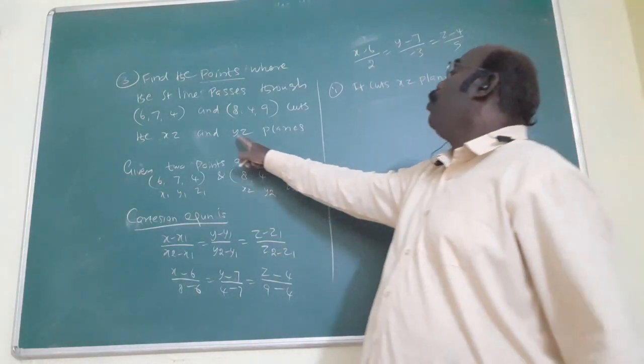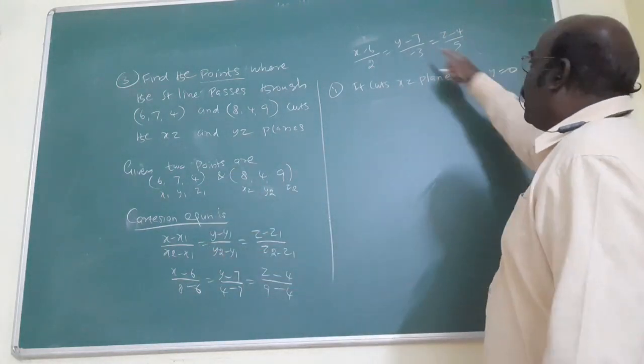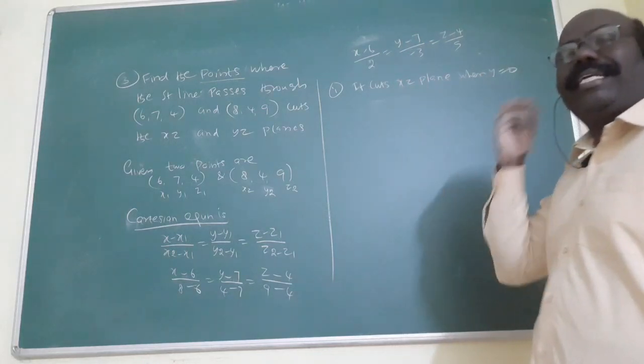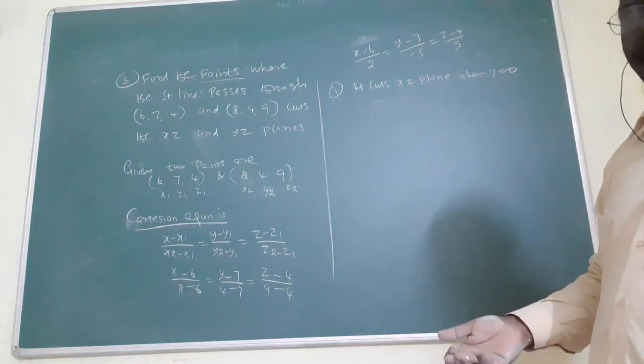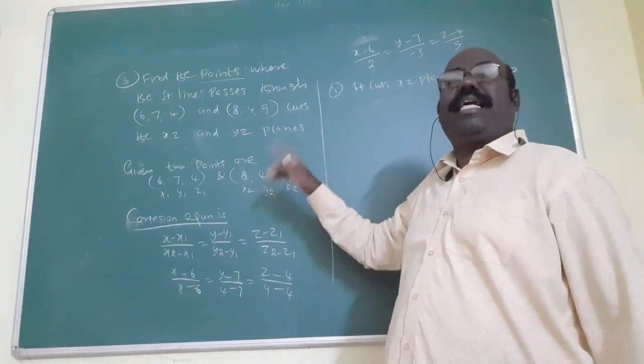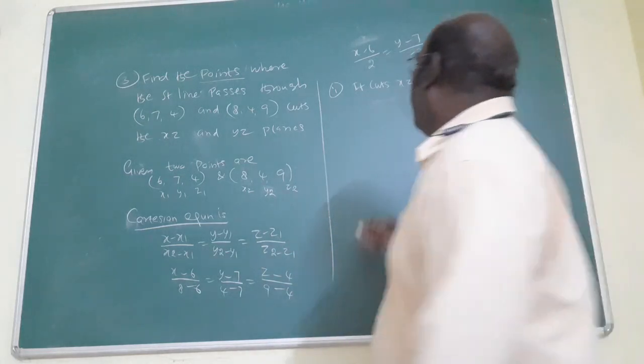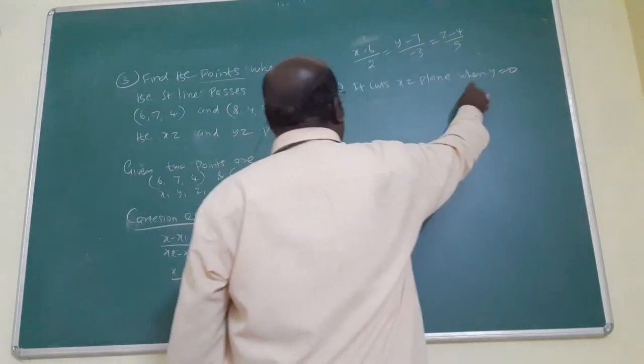Similarly, next one is what? YZ plane means x equal to 0. Anyway, put y equal to 0 here. After that, you will find the x value and z value. That is called the first point. Similarly, next subdivision, YZ plane means x equal to 0. Substitute there, we get the y value and z value. That is the answer.